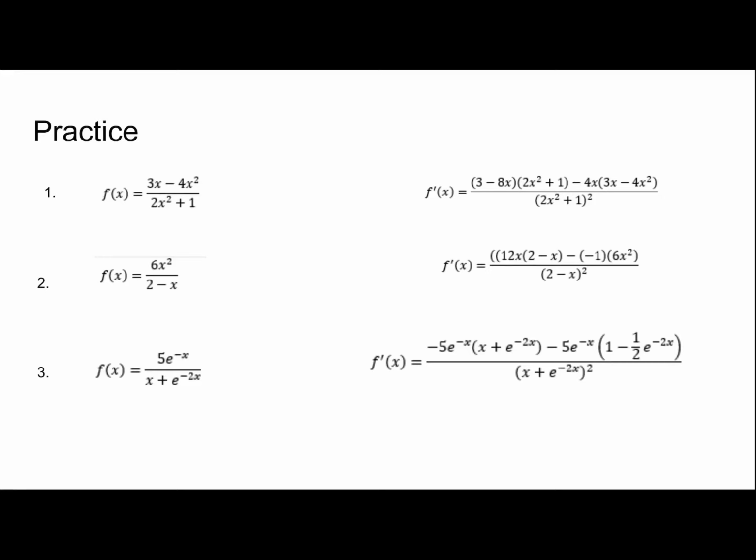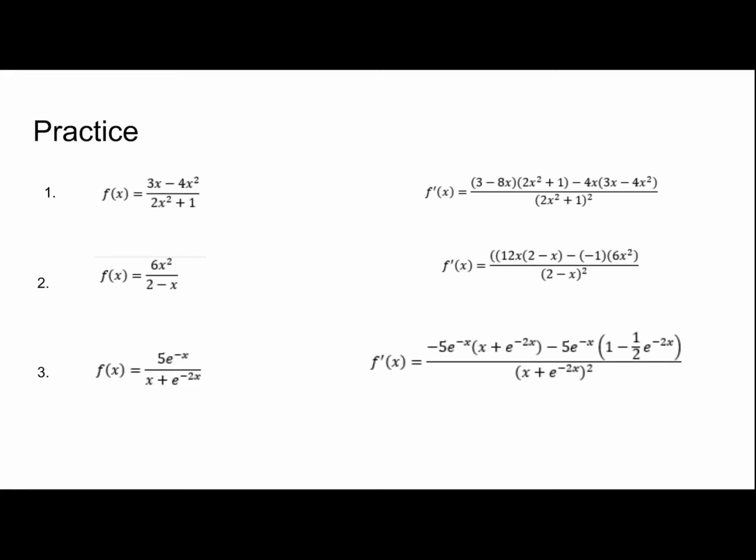Alright, so for this equation, the derivative of the numerator is negative 5 e to the power of negative x. The derivative of our denominator is 1 minus half of e to the power of negative 2x. Our first part is the derivative of our numerator times the non-derivative of our denominator, which is negative 5 e to the power of negative x times x plus e to the power of negative 2x.